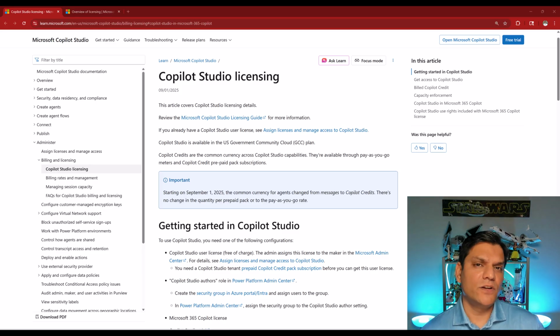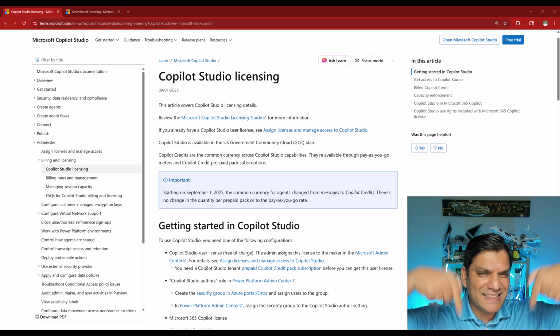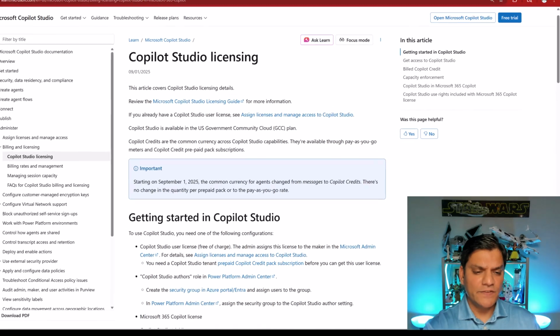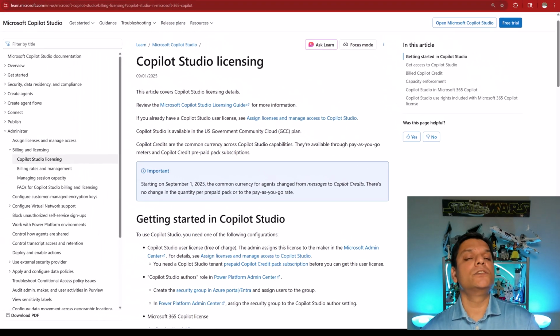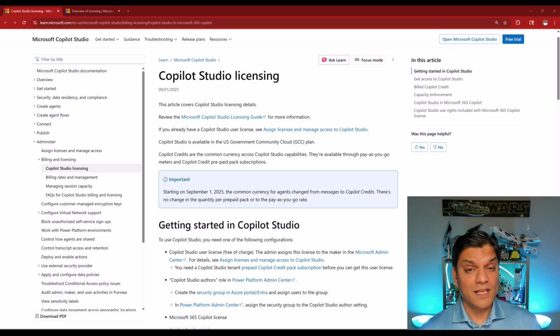Here is the Microsoft documentation, and I've taken that and put it in the link below over here. It specifically says that starting on September 1st, the common currency for agents changed from messages to Copilot Credits. Keep in mind, it is Copilot Credits. It's not just credits.